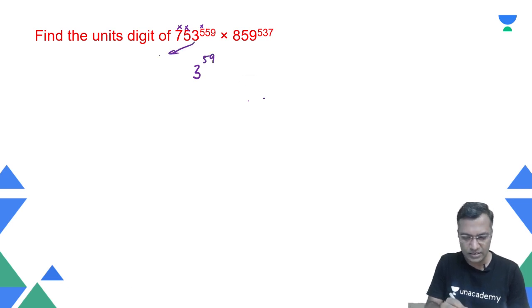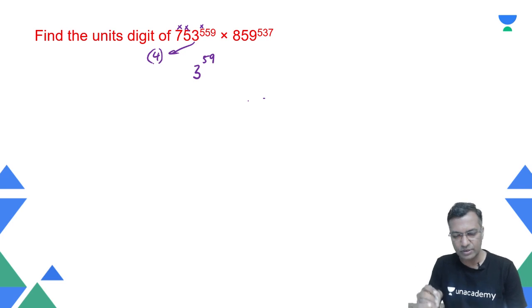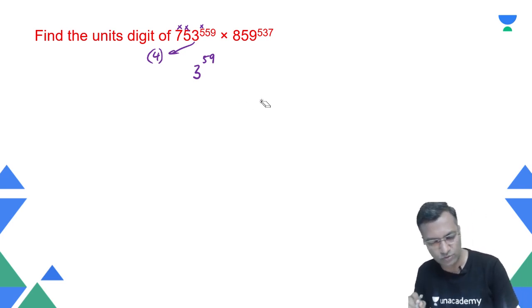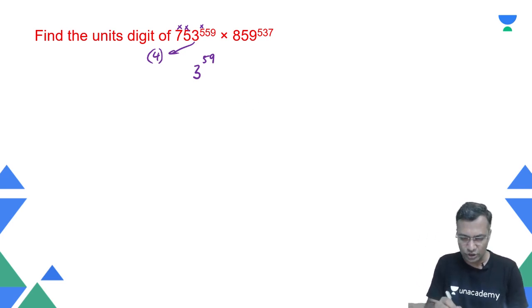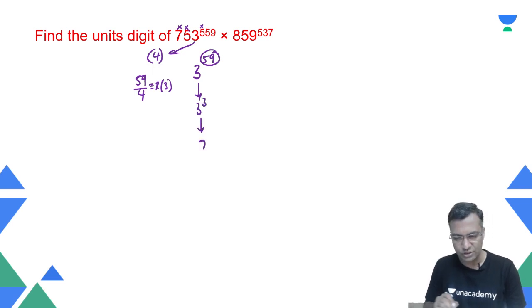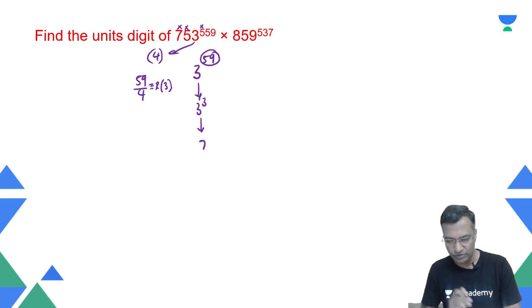Because the cyclicity for 3 is 4, and the divisibility rule for 4 is nothing but this. Hence, you take this power 59 and divide it by 4, and list out the remainder, which is 3. Therefore, the unit digit of this is nothing but as good as 3 raised to power 3. What is the unit digit of 3 raised to power 3? 7. That is one side of the story. Good.